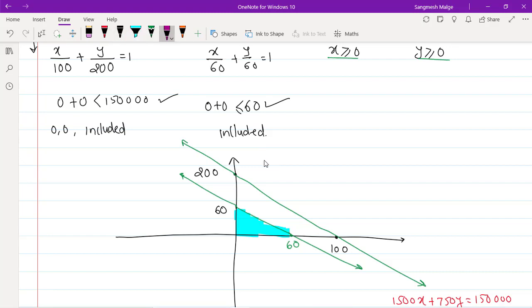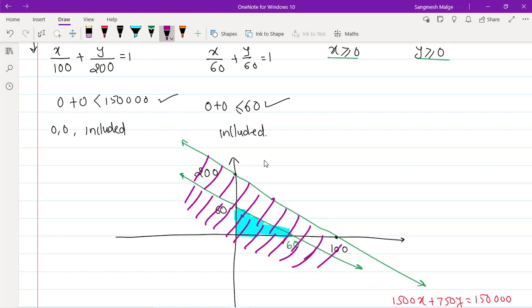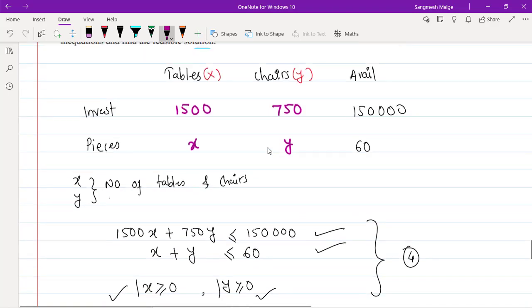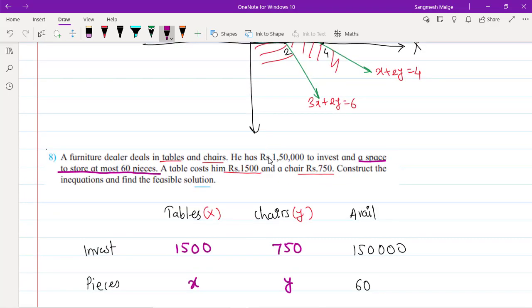No worries. See, for this line, this is what the solution set is, and for the second line, this is what the solution set is. Which is the common region of both? This is the common region of both, provided that x and y both are positive. So this is your common feasible solution. Is it okay, everyone? I hope you have understood this concept.